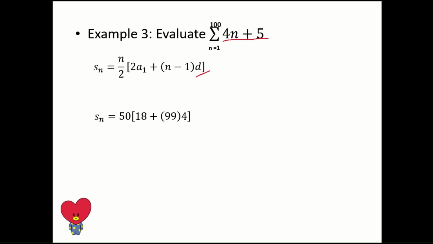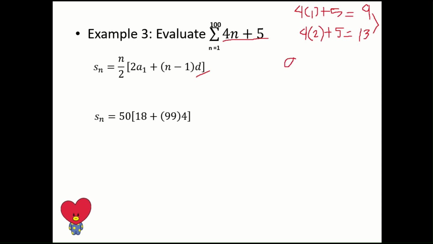We start with the first term. Doing the first term, that's 4 times 1 plus 5. And then for the second term, it's 4 times 2 plus 5. And then we are going to compare and solve for the value of d. This is 9, and then this is 13. Now, let us identify 9 going to 13. What number are we adding? That's the value of d.